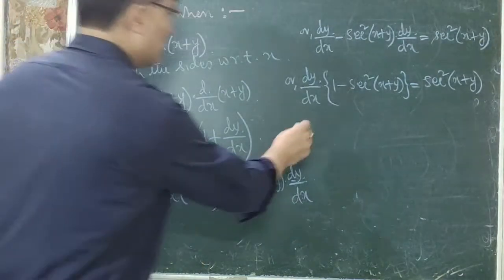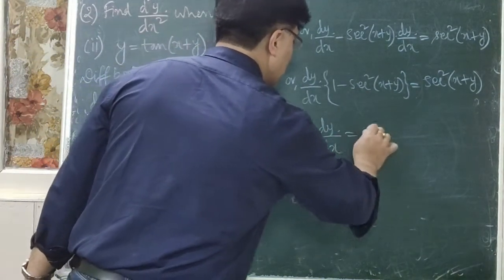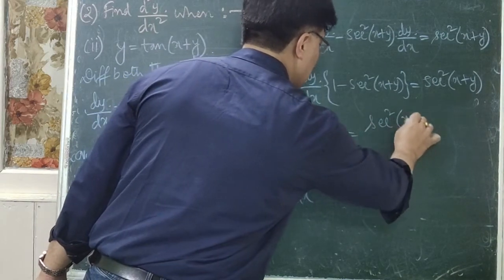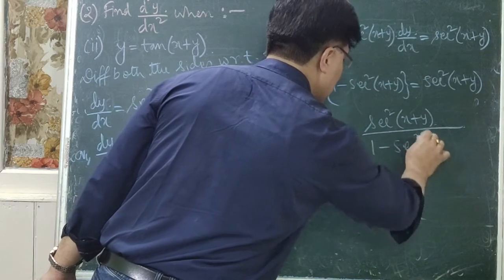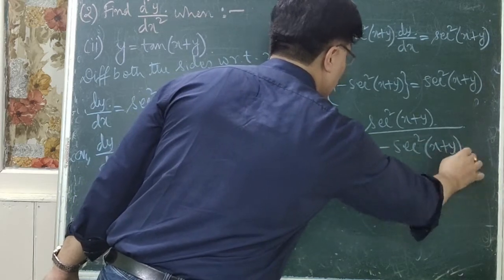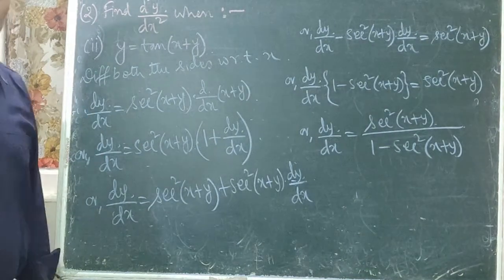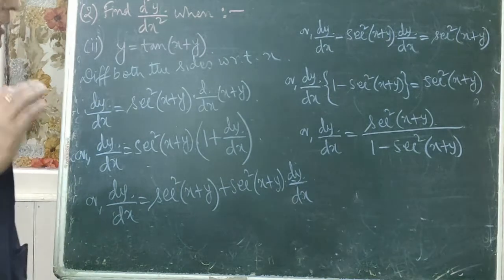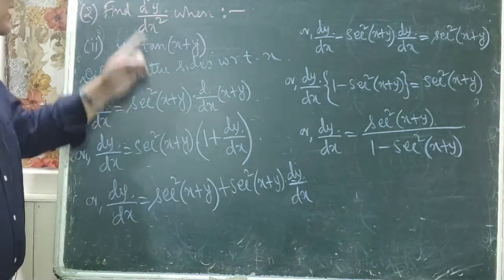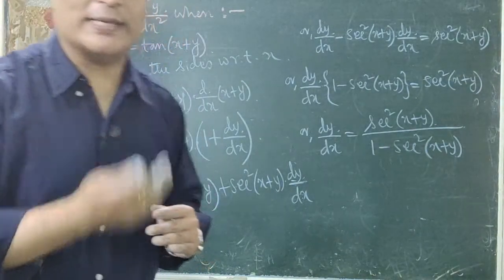Now let us get the value for dy by dx. dy by dx is equal to sec square x plus y divided by 1 minus sec square x plus y. So I think you have understood it now. So this is the value for dy by dx. Now again you have to differentiate it to get d2y by dx square. But before that, again you can simplify it.